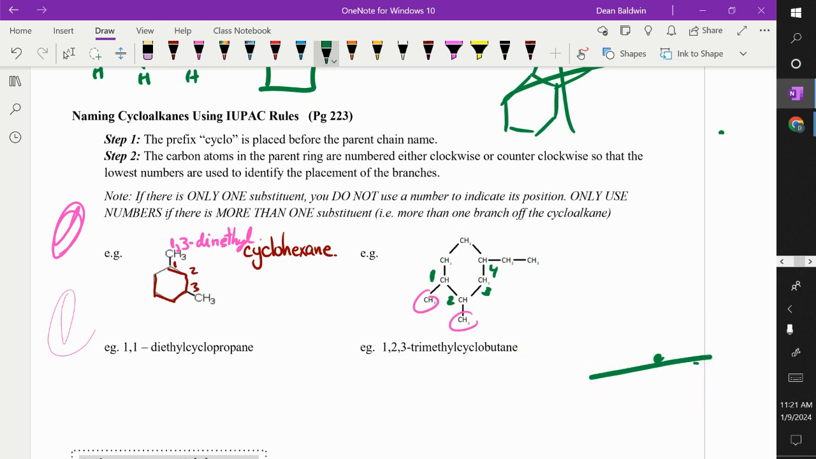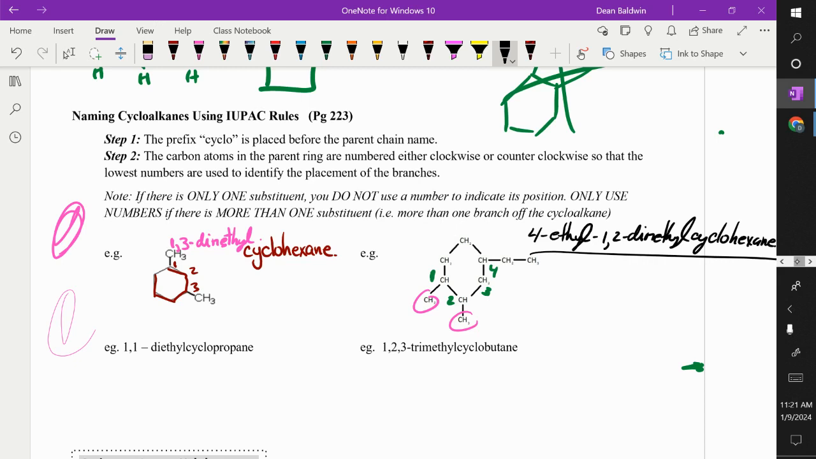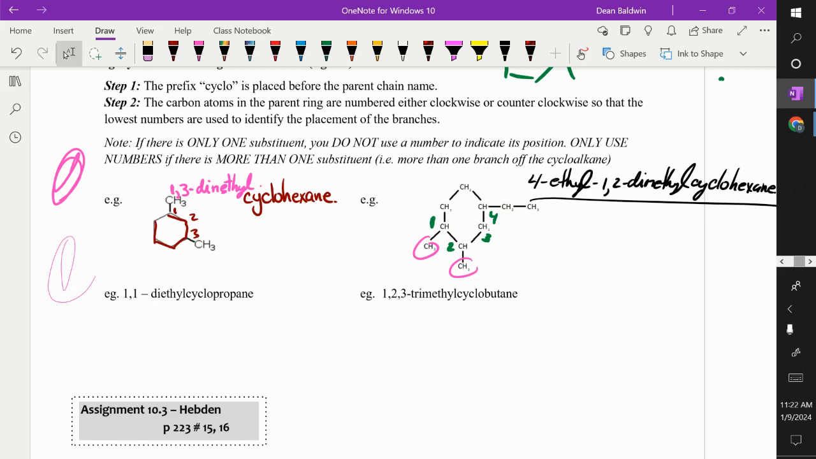So we're going to go, for ethyl, 1, 2 dimethyl, was it cyclohexane? Cyclohexane. All right. Are we good for that? For naming, you look at the root, cyclic, put cyclo in front of it, and number in the lowest way possible. Yes.